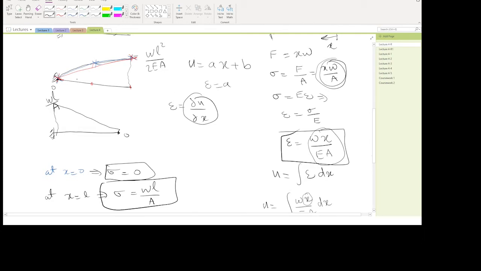So if you are interpolating the displacement with a line, you would be in fact interpolating the stresses using a constant. And this would be the constant you get. So in this case, you would be missing the stress quite significantly.